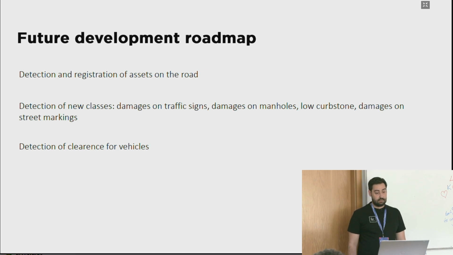New classes that we are working on: damages on traffic signs, damages on actual manholes, and damage on street markings. All a bit hard problems, but we are trying to gather a lot of data now and do annotations and so on. Clearance for vehicles: when a tree in the spring or so hangs a bit down and cars cannot pass, we are trying to detect that.